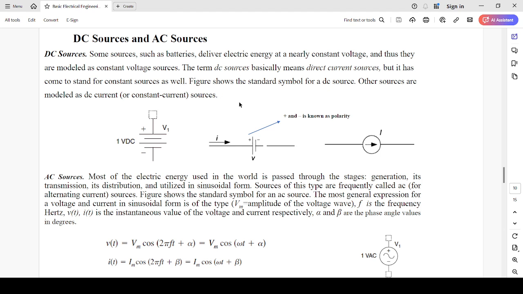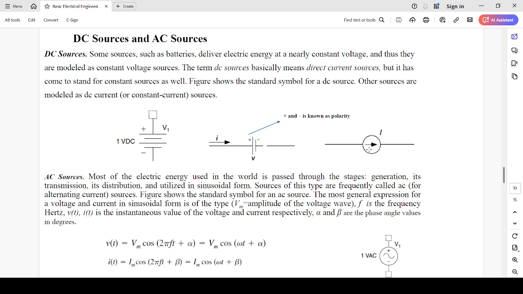The figure shows the standard symbol and the electrical symbol for a DC source. In the electrical symbol, you can see that the positive polarity is indicated by the bar of more length, whereas the negative polarity is marked by a bar of smaller length. Okay, in the third electrical symbol you can see a small arrow in a small circle.